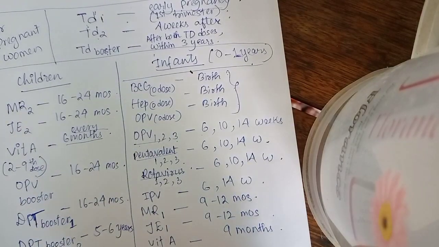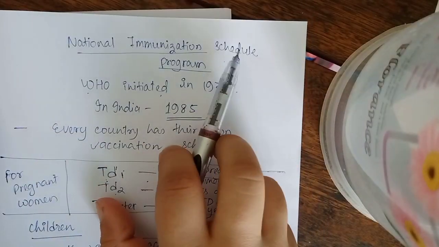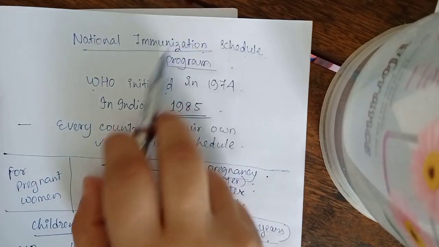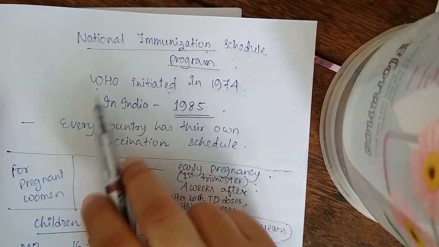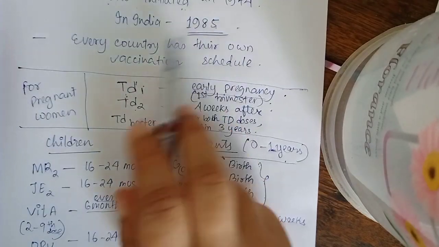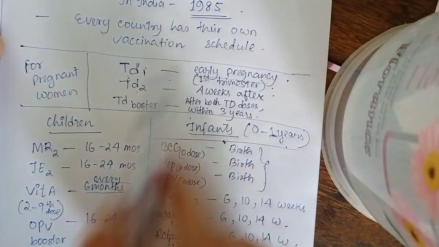Now for a summary of the National Immunization Schedule Program. It is a program for worldwide immunization of children, women and infants for the prevention of various diseases. It was initiated by WHO in 1974. Then in India, it was adopted in 1985. Every country has its own vaccination schedule depending on its primary diseases.